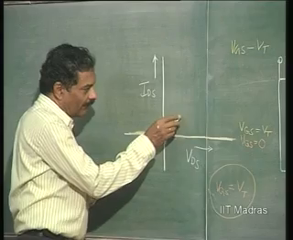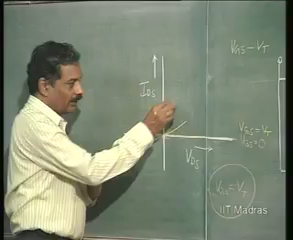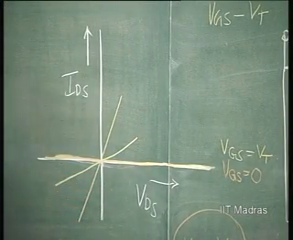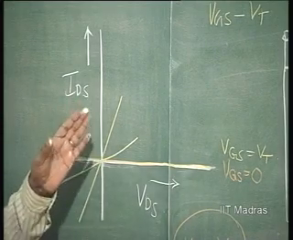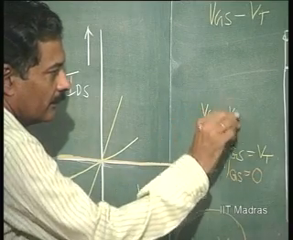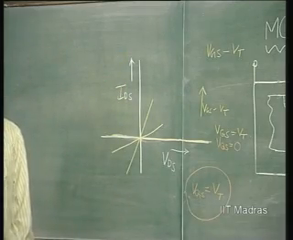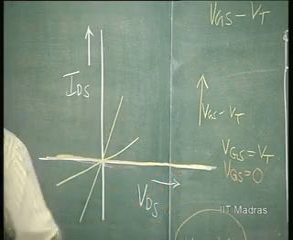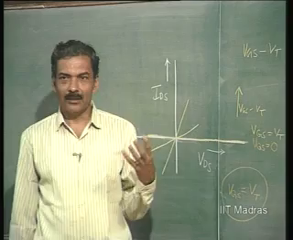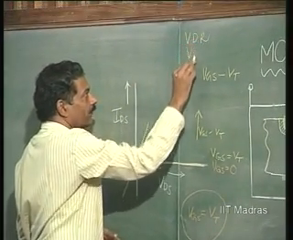So, I can therefore say that for a certain value of VGS minus VT, this is the characteristic, and for a certain other value of VGS minus VT, this is the characteristic, with VGS minus VT going on increasing. This kind of characteristic is followed. That is why this MOSFET can be used as a voltage dependent resistor or voltage variable resistor. It is called voltage dependent resistor or voltage variable resistor.